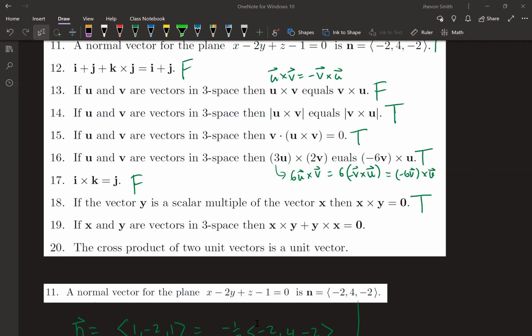Okay, we're going to end polling here. And there you see it, 62% believe that it is true, while 38% believe that it is false. It is true because we know that x cross y is the negative of y cross x. So therefore, if you add them, you get the zero vector.